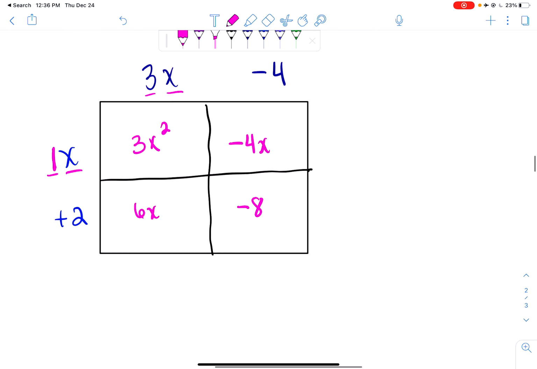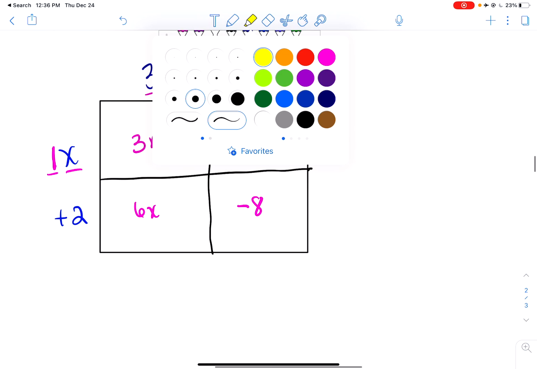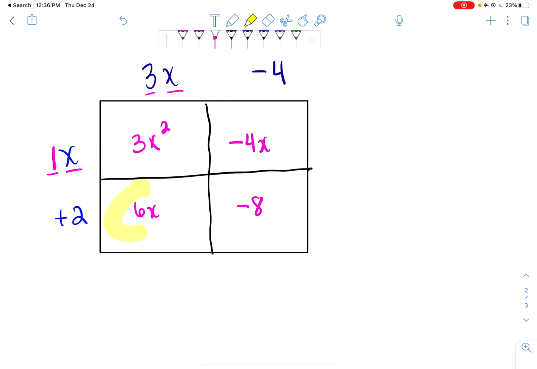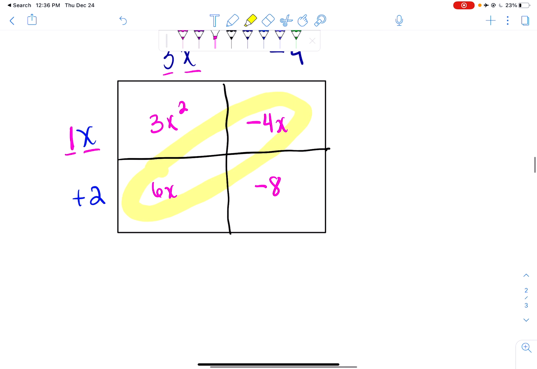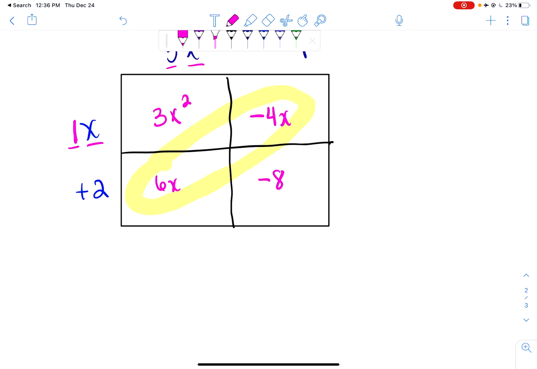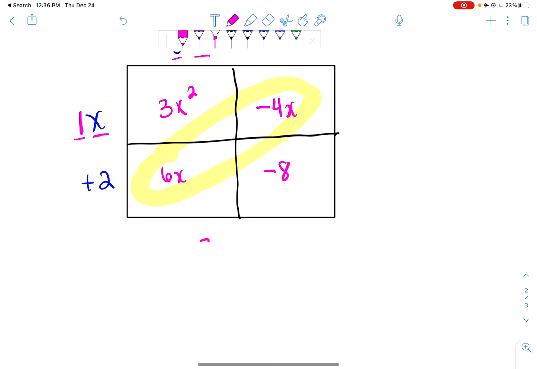So now, again, I just look at my diagonal. And if you look at your diagonal, I have a 6x minus 4x. So those are my only like terms of my polynomial. So I have 3x squared. 6x minus 4x is a positive 2x. And then I have my minus 8. And that's your final answer.